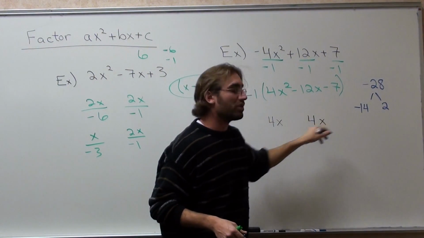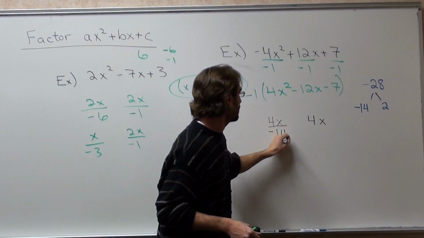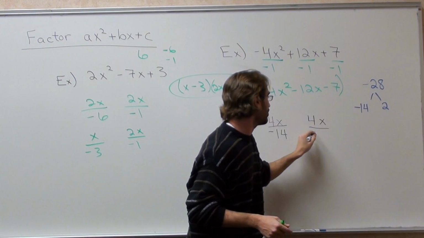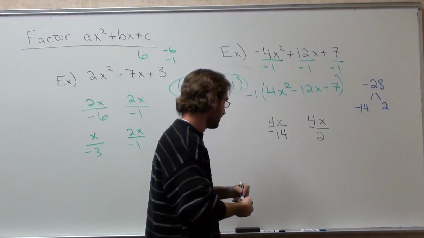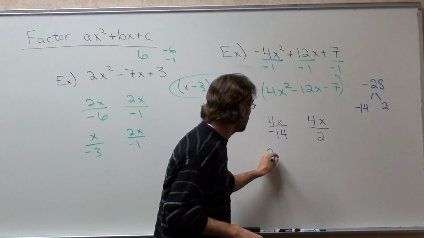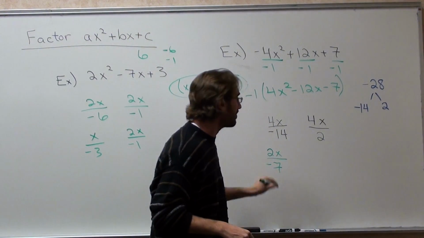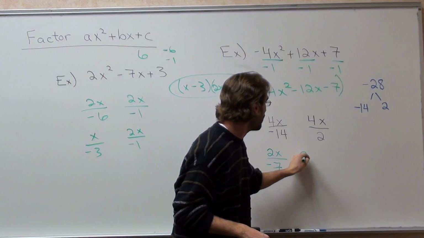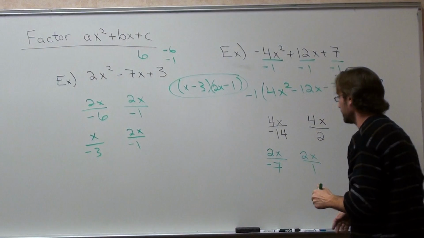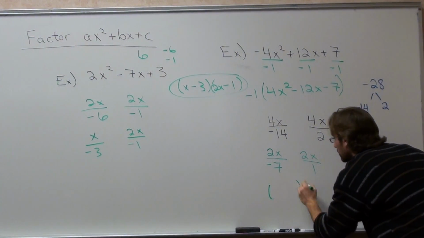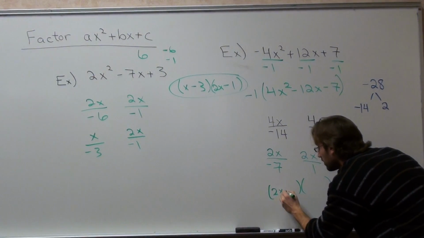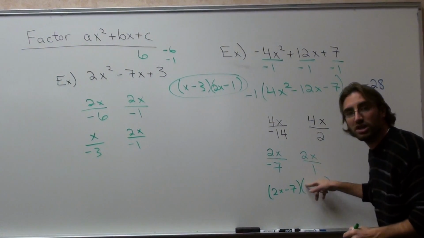And I divide by negative 14. And well, I'm not actually dividing, it's just a way to categorize it. And I divide by 2. 4x over negative 14 turns into 2x and negative 7. And 4x over 2 turns into 2x and 1. What you do is you write them into two quantities: 2x minus 7, 2x plus 1.